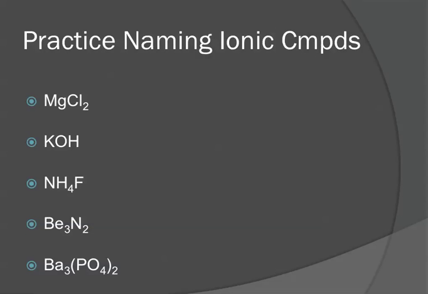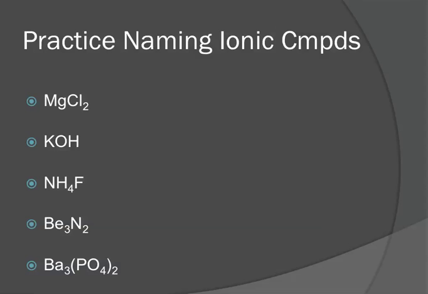So let's practice naming. It might be helpful if you pause the video while we're doing some of these examples and see if you can name them yourself in your head before you hear me talk about the answer. If we look at this first one, we can see that Mg is a metal, so its name doesn't change. It's magnesium. We should also be able to look at the periodic table and see that Cl is a nonmetal, and it's chlorine, but we have to change the ending to IDE. So it becomes chloride. So the name of this compound is magnesium chloride.